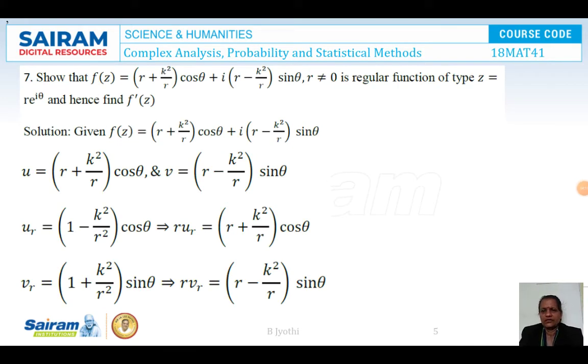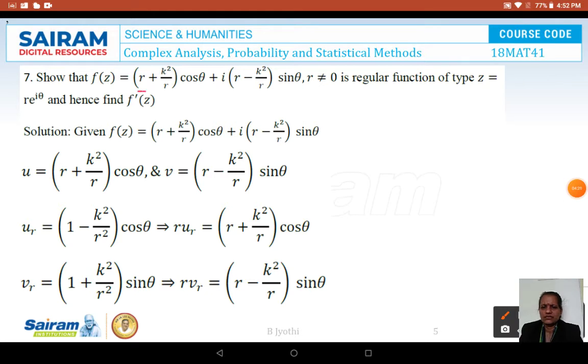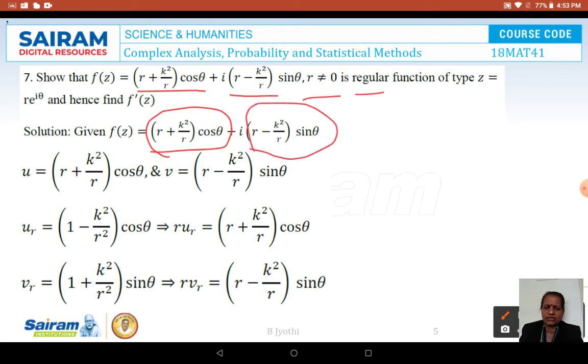Next problem. Show that f of z is equal to (r plus k squared by r) into cos theta plus i into (r minus k squared by r) sin theta, where r not equal to 0 is a regular function. Regular means analytic function of the type z is equal to r e power i theta, and hence find f dash of z. Since they have given already in terms of r and theta, so we need not substitute for z. Already it is given. Just you need to take the real part as this and this as the imaginary part, that is v.